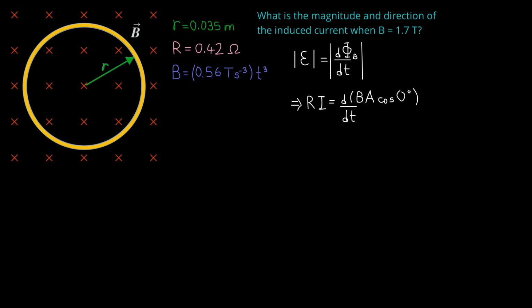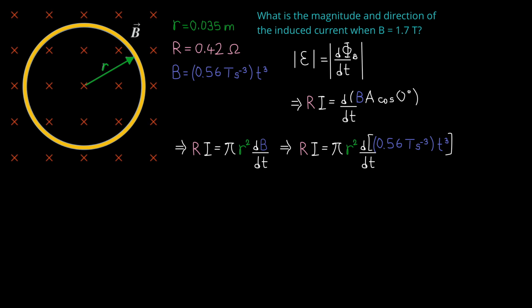And on the right hand side of our equation, we have d/dt of B times A times cosine 0. B is the magnetic field, A is the area of the loop, that's the circular area, pi r squared, times cosine 0. The angle between the magnetic field vector and the area vector is 0, hence we have cosine 0, which is equal to 1. For the loop's area, we substitute pi r squared, and for the magnetic field, we substitute the function given in the problem, which is the only part that depends on time.